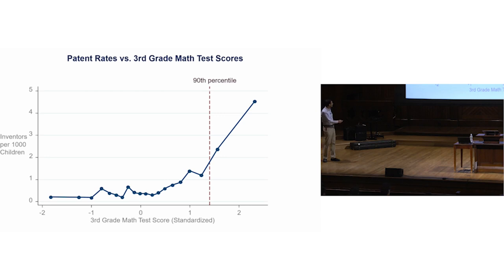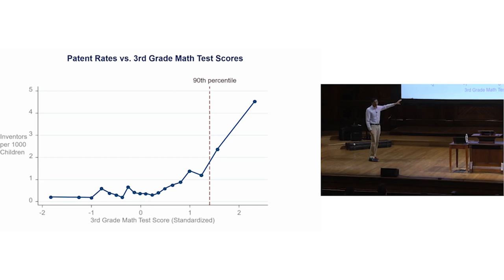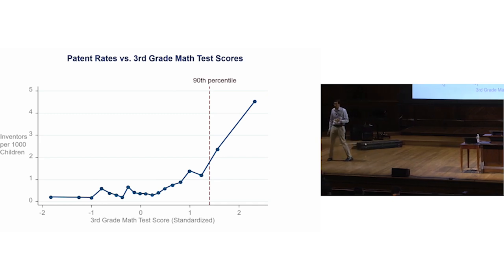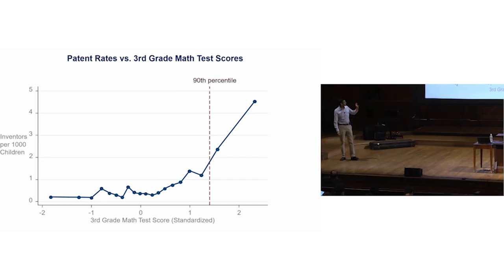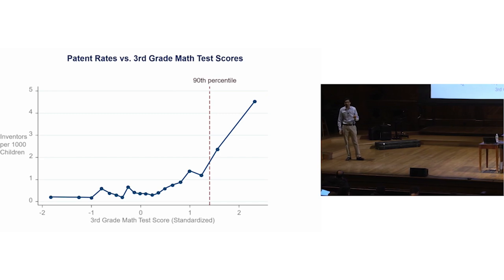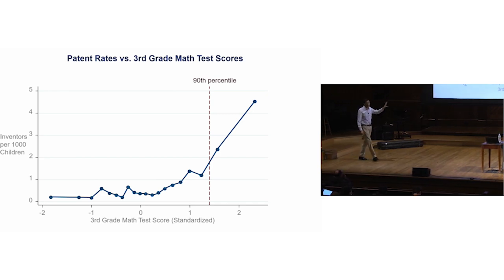Okay, so you can see that for the kids at the bottom of the distribution down here, essentially none of them go on to become inventors. And then your probability of becoming an inventor really shoots up very rapidly if you're at the top of your third grade math class. So we're using math test scores here. An interesting fact is these test scores actually are fairly diagnostic in the sense that holding fixed your math test scores, your English test scores are actually not predictive at all of your probability of becoming an inventor.